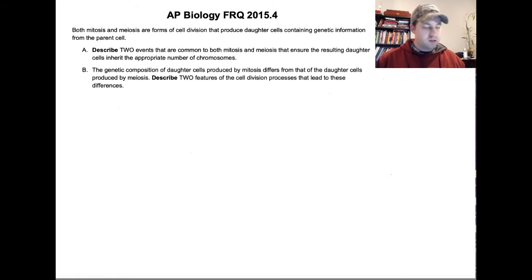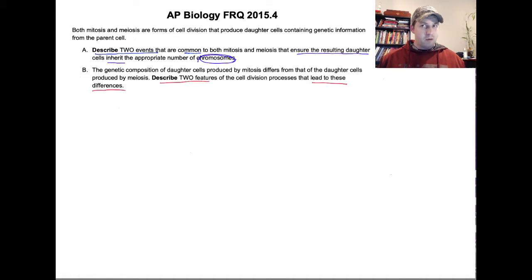So, just getting a sense of the problem itself, it sounds like a compare and contrast to me. Part A is asking me to describe two events that are common to both mitosis and meiosis. Part B is asking me to describe two events that lead to differences in the two outcomes. When I take a look at Part A, the first thing I want to think about is what they really want me to focus on. They're really asking how we ensure that the daughter cells inherit the right number of chromosomes. How do we get the right number of chromosomes in each of our daughter cells?